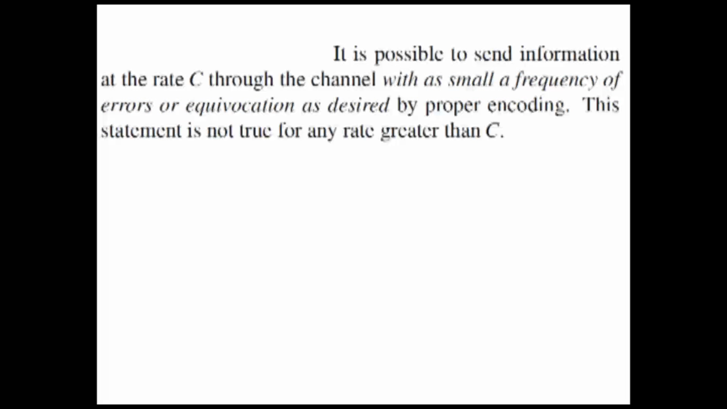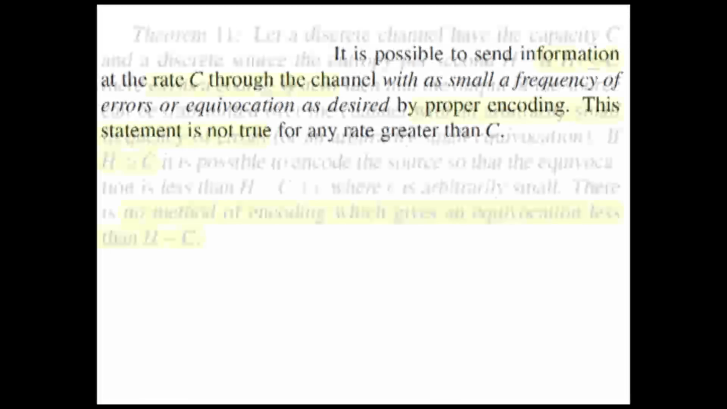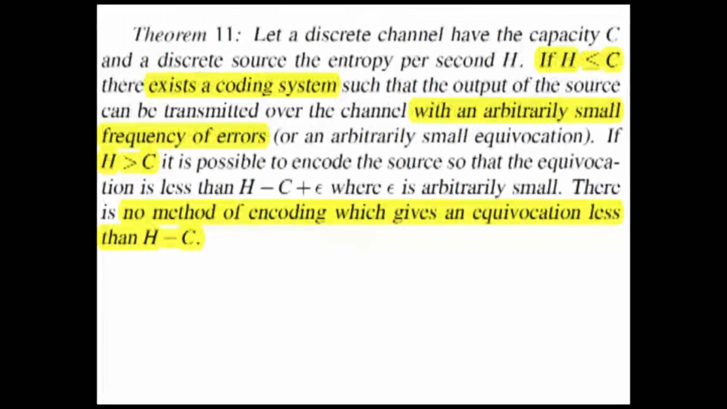Okay, so now he says it is possible to send information at rate C through the channel with as small a frequency of errors or equivocation as desired. So either probability of error or equivocation. Remember the conditional entropy of the input given the output. Then he formalizes this as theorem 11.